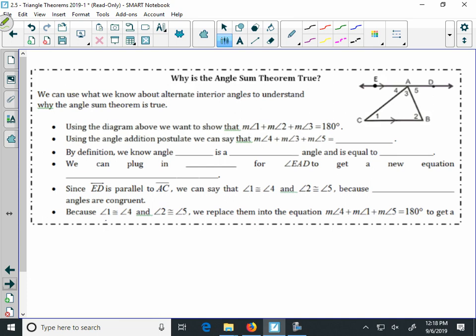So using the angle addition postulate, we know that angle 4 plus angle 3 plus angle 5 equals this angle right here. We add up all three of those angles together, we get angle EAD. Well, what do we know about angle EAD? It's a what type of angle? It's a straight angle. And what do straight angles always equal? 180.